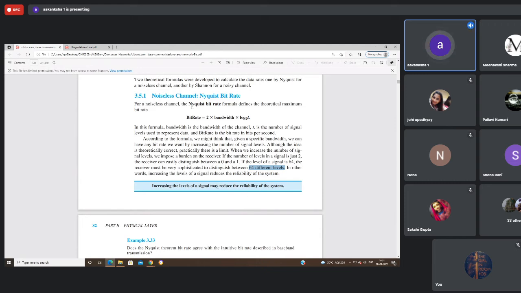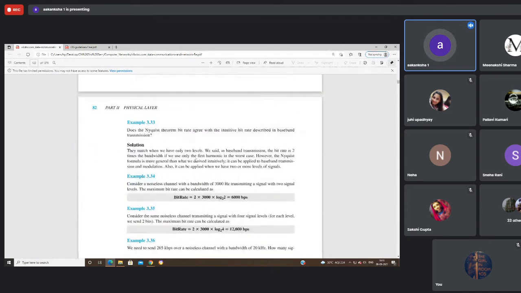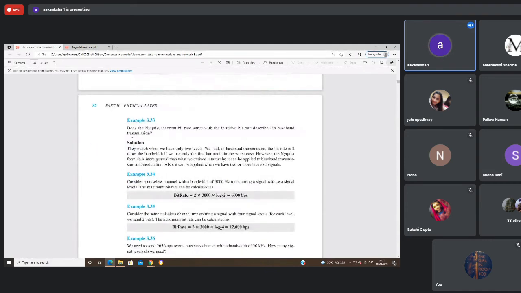So this is the theoretical limit, and we have not included any noise component in this. This is the Nyquist bitrate. Now the example: does the Nyquist theorem bitrate agree with the intuitive bitrate described in baseband transmission? They match when we have only 2 levels. We said for baseband transmission, the bitrate is 2 times the bandwidth if we use only the first harmonic in the worst case. However, the Nyquist formula is more general than what we derived intuitively.